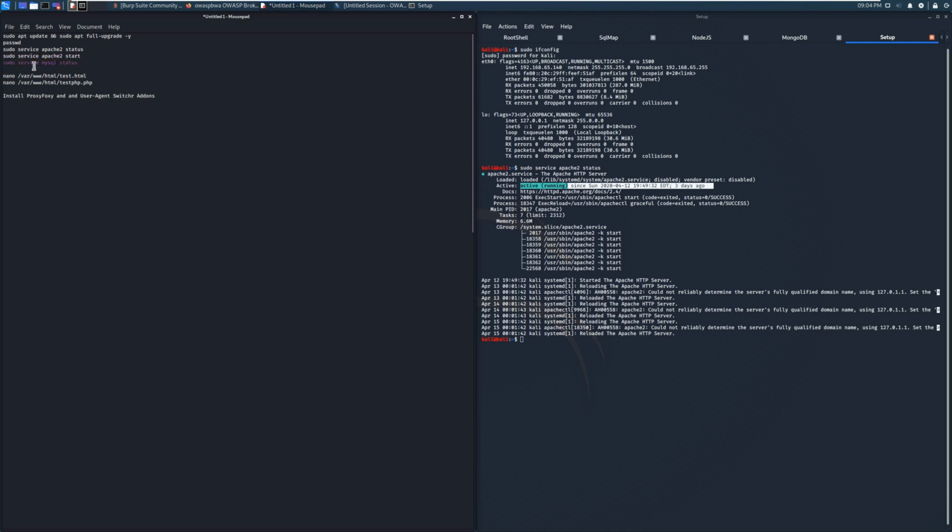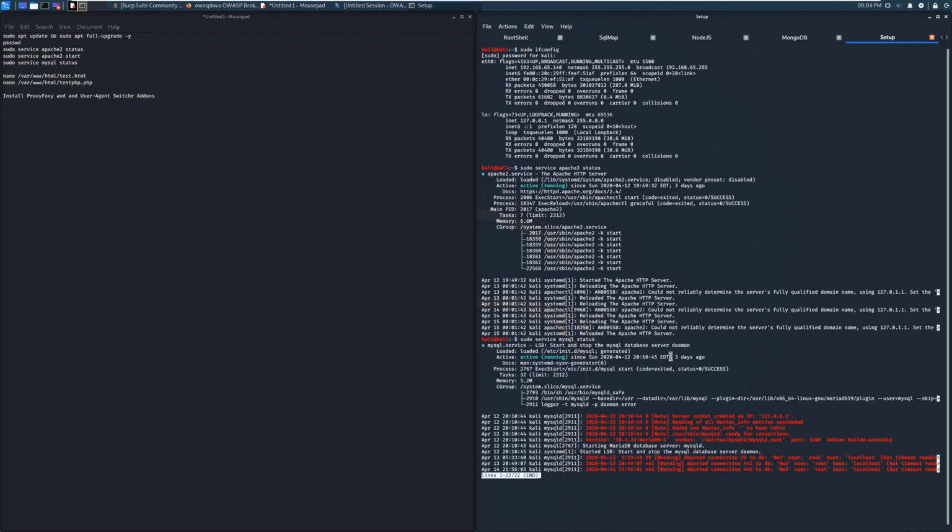Same for MySQL, because we will also need a database. You can see that my database is active and running as well. Okay, you might want to verify that you can indeed access HTML and PHP, and that the Apache server has PHP integrated and PHP executes without any problem. So just open the terminal and run this command.